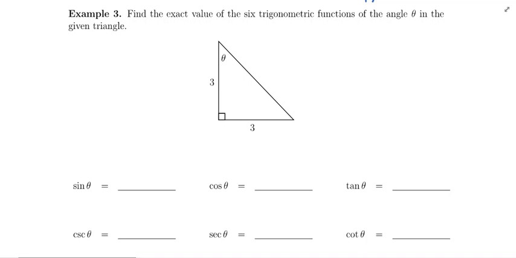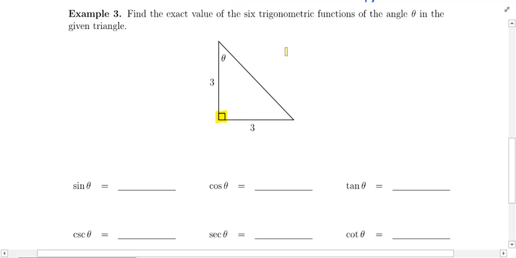Example 3. Find the exact value of the 6 trigonometric functions of the angle theta in the given triangle. All right, same kind of problem as examples 1 and 2, different triangle. So first thing to notice, we have a right triangle. Here's our little square notating that this is a right triangle.